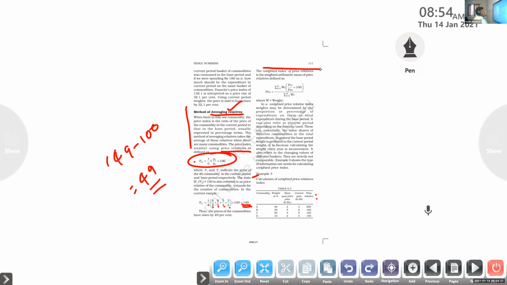So the equation you can see here is somewhat complicated, right? That is P01 is equal to sigma, i equal to 1 to n, Wi into P1i divided by P0i into 100, divided by sigma, i equal to 1 to n, Wi. Here W means the weight. So it is important that in the table the weight will be there, the quantity in percentage.